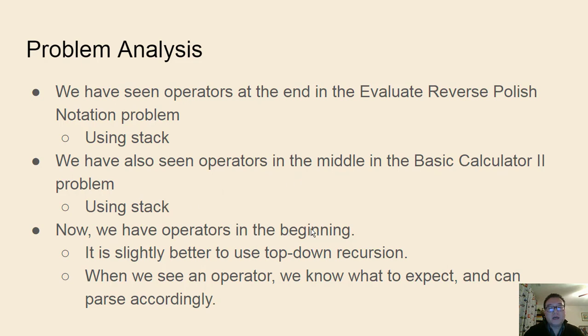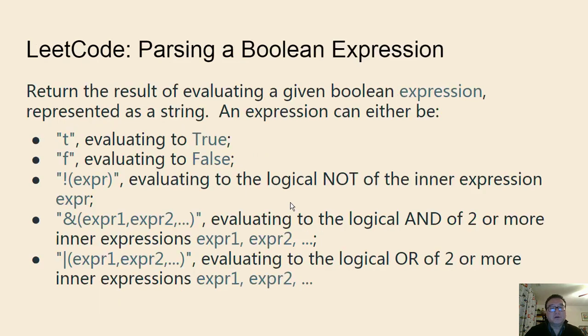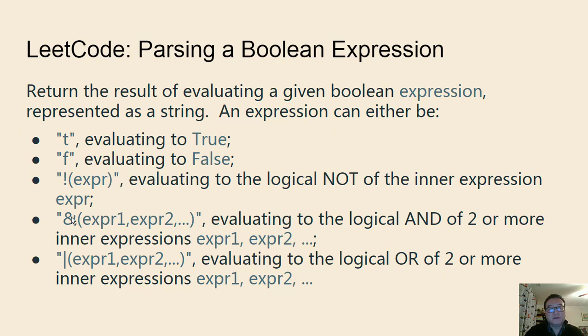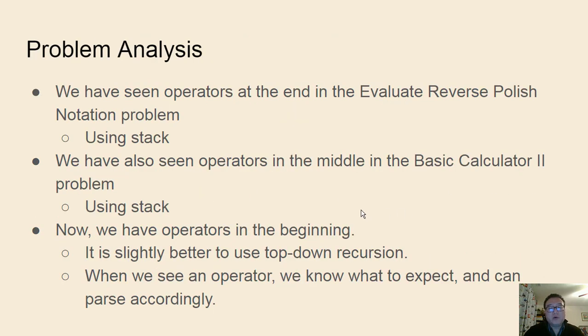So in this question, we have operators in the beginning. Each of these, the exclamation mark, the ampersand, and the vertical bar, are essentially operators. And they can take multiple expressions, applying to multiple at the same time, using parentheses to denote which expressions they apply to. While we can handle this kind of expression using a stack as well, because the operators are at the beginning, it's actually easier to handle using top-down recursion.